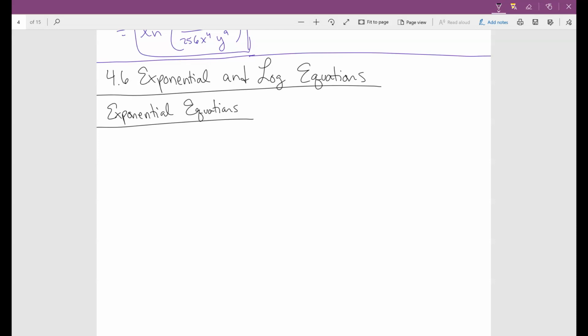So now what we really want to do is solve these equations, and then later on we'll do some word problems where you can see where logs and exponentials are used in real life. So the first thing that we're going to talk about is exponential equations.